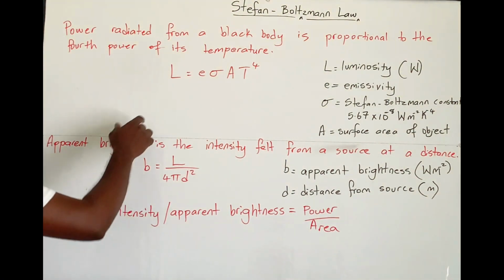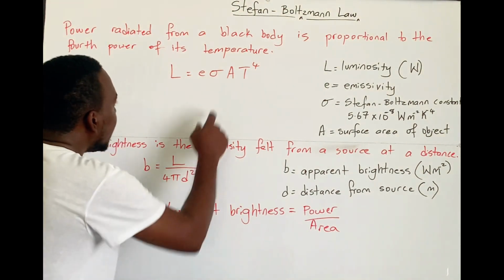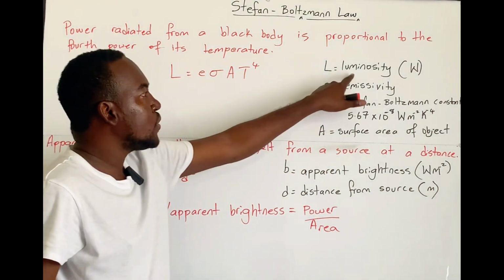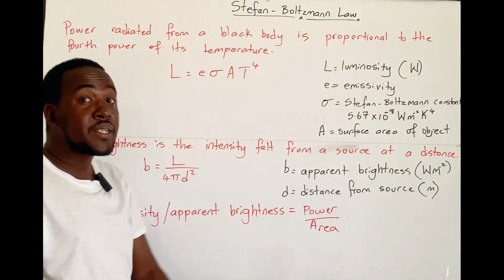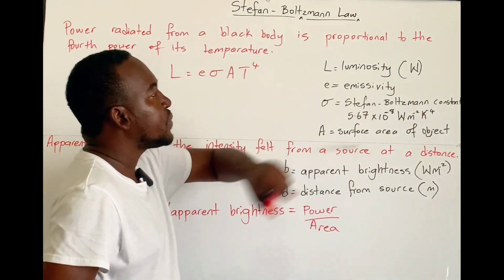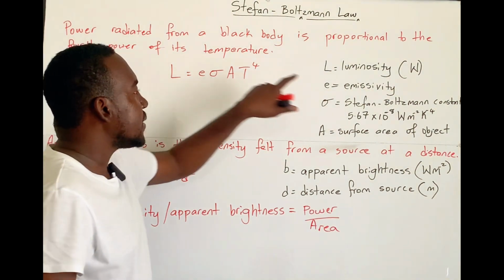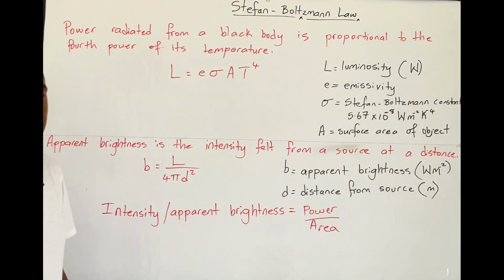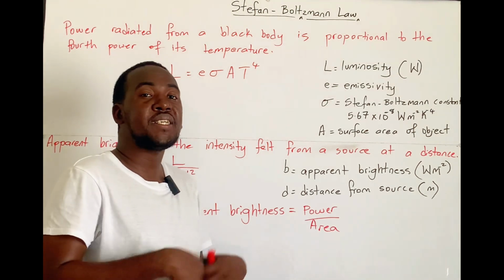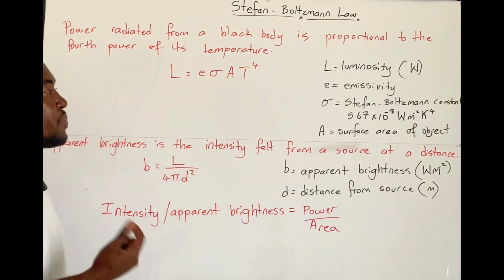So therefore, we have an equation that says L is equal to e sigma A T to the fourth. Now the L here is the power that's radiated, which we call luminosity. So luminosity is the power that is radiated from black bodies, presented in a unit of watt, W. Now this e represents a quantity called emissivity, which is basically a ratio of how much heat is produced by a body as compared to if it was a black body.